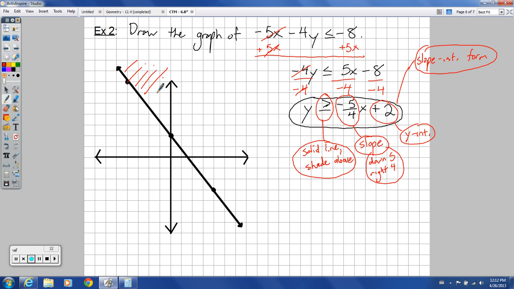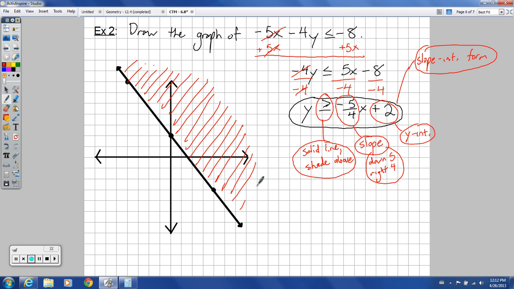There we go. So we're shading this way because we're talking about y values that are greater than -5/4 x plus 2 values. So all this stuff gets shaded here. So here's your half plane up here that's shaded. The half plane that's not shaded is down here.